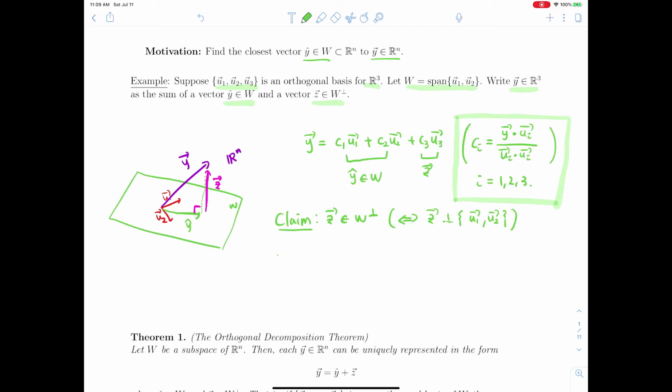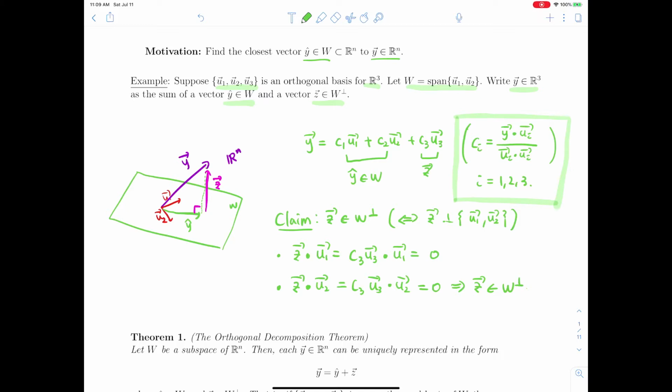This is because if you take the dot product of z with u1, then this gives you c3 u3 dotted with u1. And we know that u1, u2, u3 is an orthogonal basis, which means u3 and u1 are orthogonal as well. So this equals 0. And also, if you take the dot product with u2, then again this gives you u3 dot product with u2, and that equals 0. So we verified that z is perpendicular to every element in the given set W.